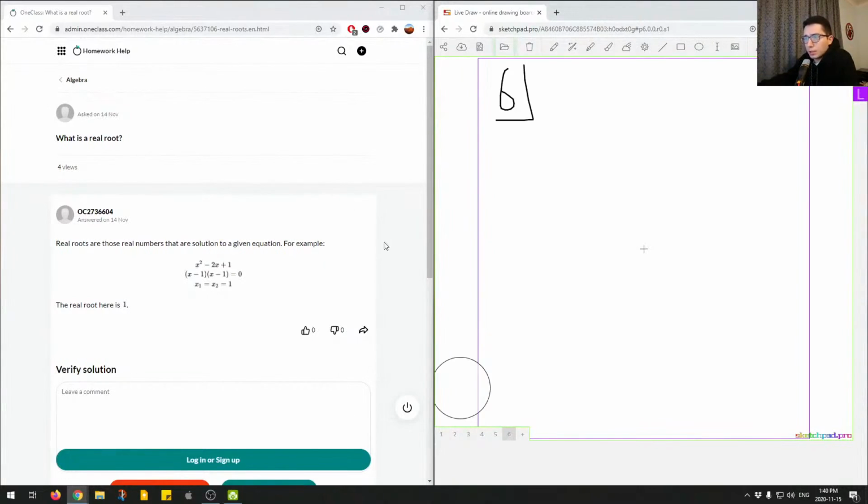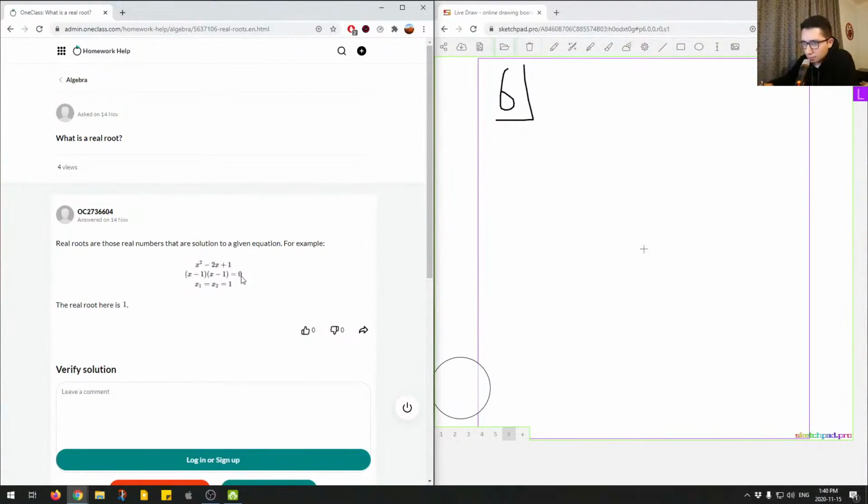Alright, so in this question we're asked, what is a real root? Real roots are those real numbers that are a solution to a given equation. For example, given this quadratic expression, we find the roots here. So the real root here is 1. Whenever you have a quadratic expression, you usually think of them as roots, but the full term is a real root, mainly because there's no imaginary component.